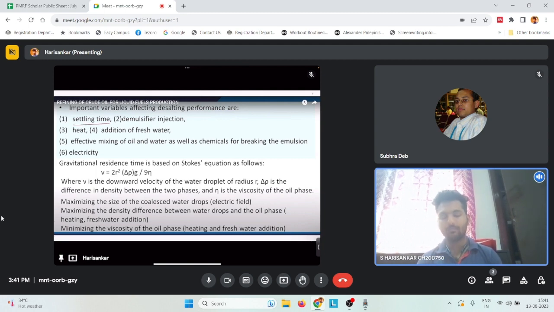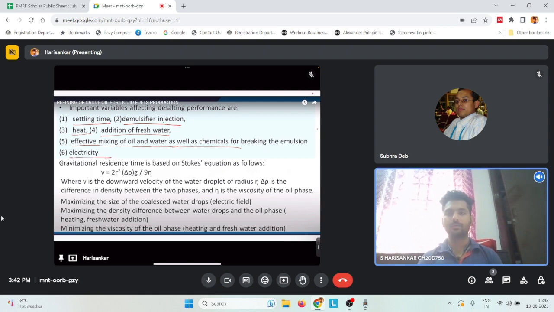Some of the important variables that affect desalting performance are settling time, or the amount of time required for the metals or impurities to settle down in the water phase. Then the type of demulsifier that is used, and the temperature of the desalting process. Temperature definitely has an effect on the viscosity and density of the crude oil as well as water. Then the amount of fresh water that is added. If we don't add enough water for the salts to dissolve and precipitate, then the desalting process may not be effective. We also need to ensure effective mixing of oil and water, as well as the demulsifier chemicals.